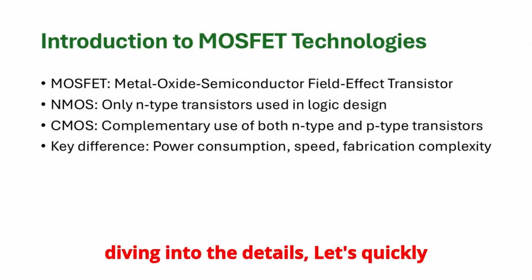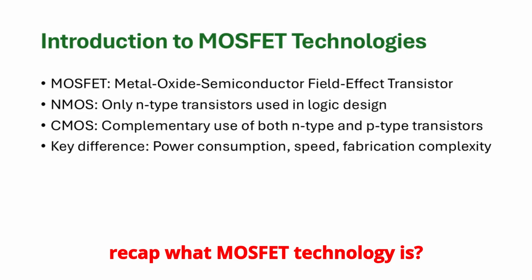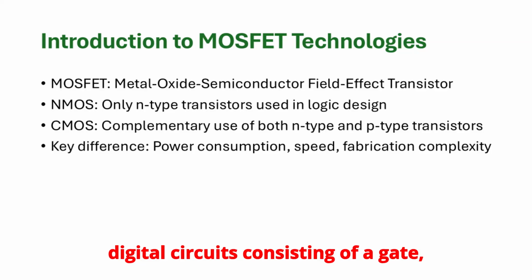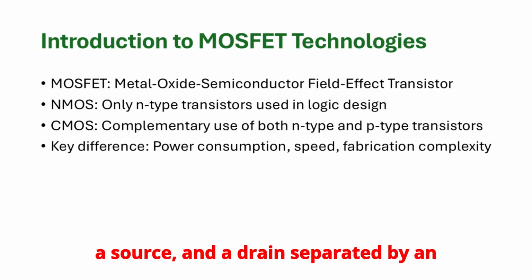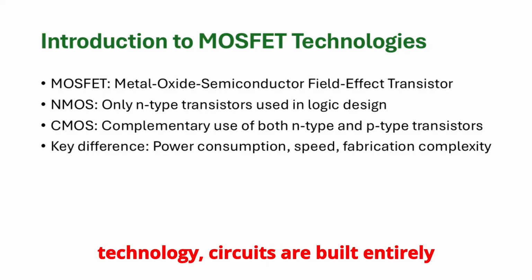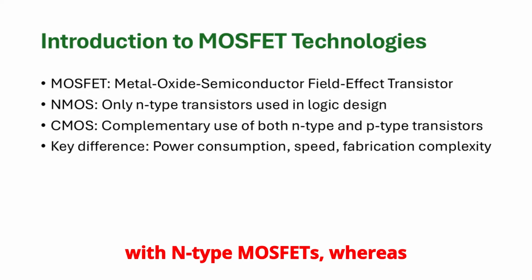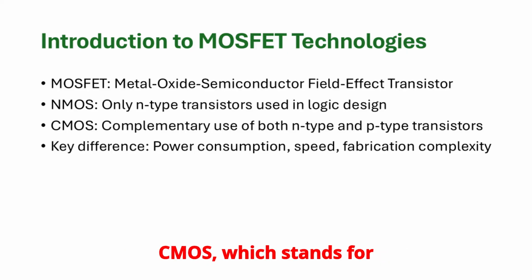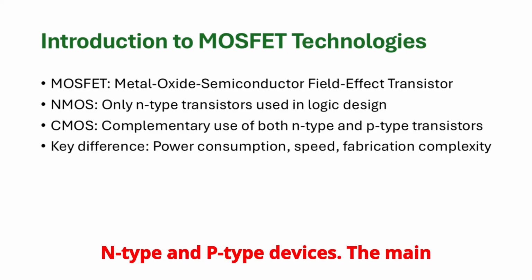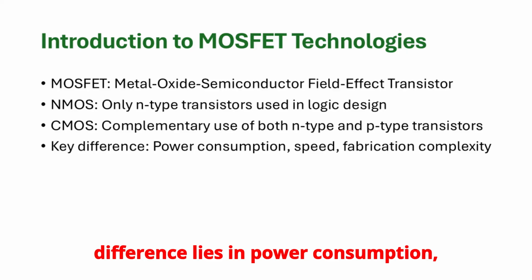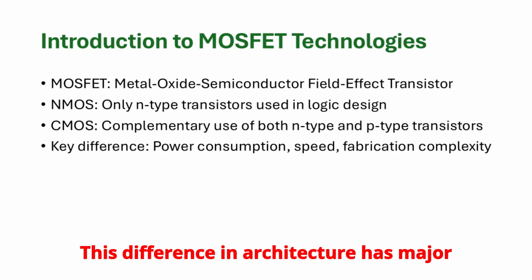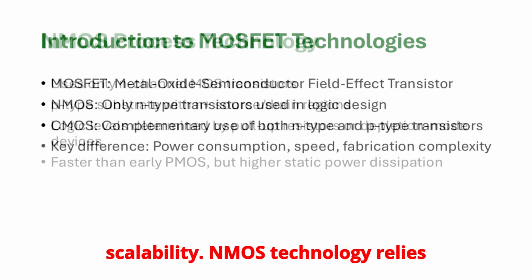Before diving into the details, let's quickly recap what MOSFET technology is. MOSFETs are the building blocks of modern digital circuits, consisting of a gate, a source, and a drain separated by an insulating oxide. In NMOS technology, circuits are built entirely with N-type MOSFETs, whereas CMOS, which stands for complementary MOS, uses both N-type and P-type devices. The main difference lies in power consumption, speed, and the complexity of fabrication. This difference in architecture has major implications for efficiency and scalability.